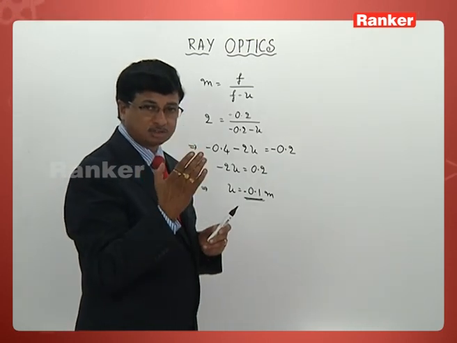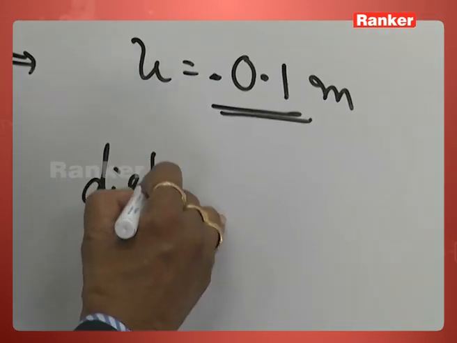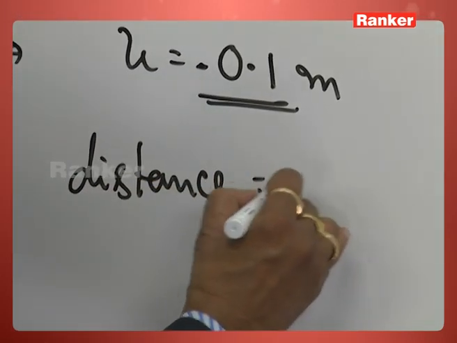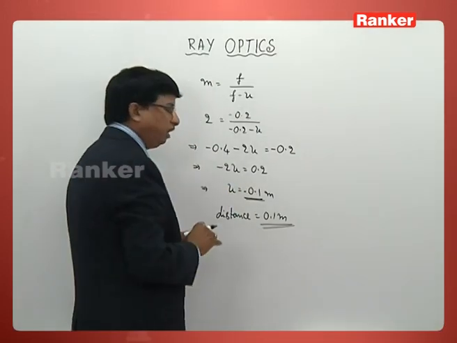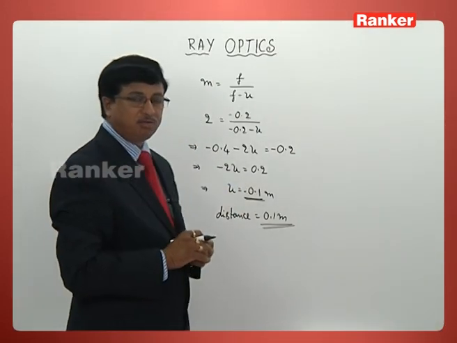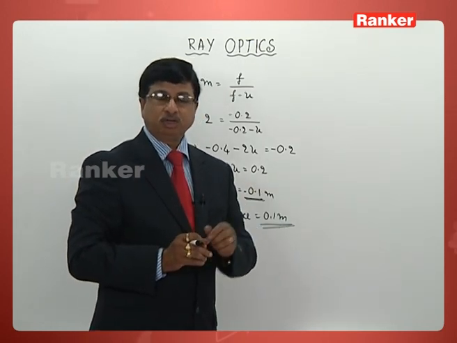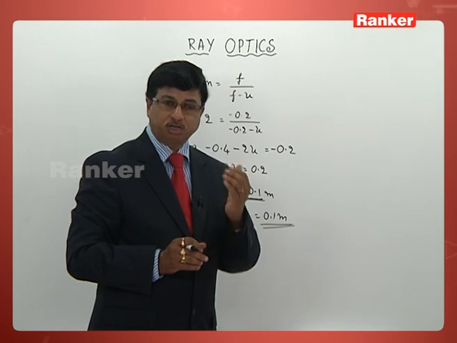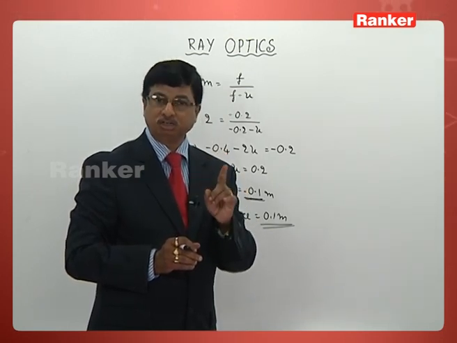That is the concept. So what can we write now? Distance is equal to 0.1 meter. So at what distance is it supposed to be held so that the magnification becomes twofold? That is the question. The mirror should be placed at a distance of 0.1 meter.